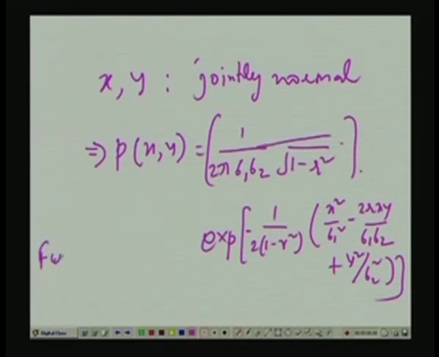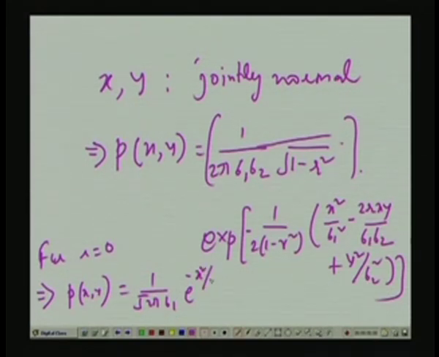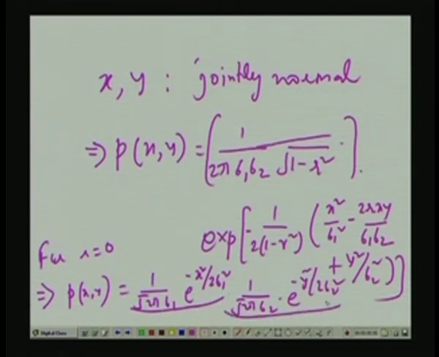So, for R equal to 0, this leads to a very simple thing. We can write it as a product. One of them is 1 by root 2 pi sigma 1 e to the power minus x square by twice sigma 1 square, and again 1 by root 2 pi sigma 2 e to the power minus y square by twice sigma 2 square. So, this is p(x), this is p(y), which means the joint density is nothing but the probability density of x multiplied by the probability density of y, that is, x and y are statistically independent.